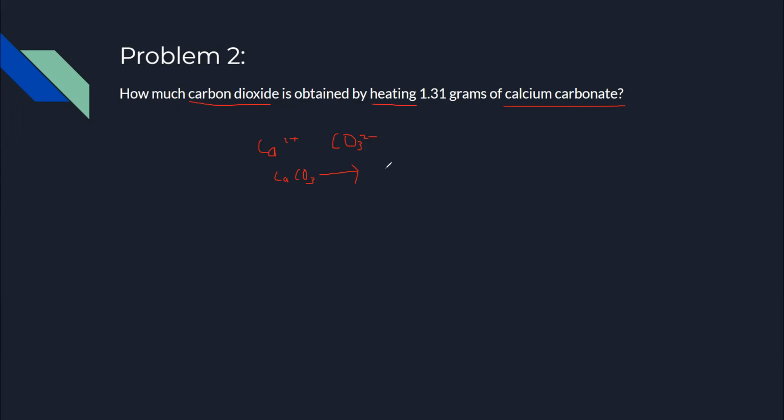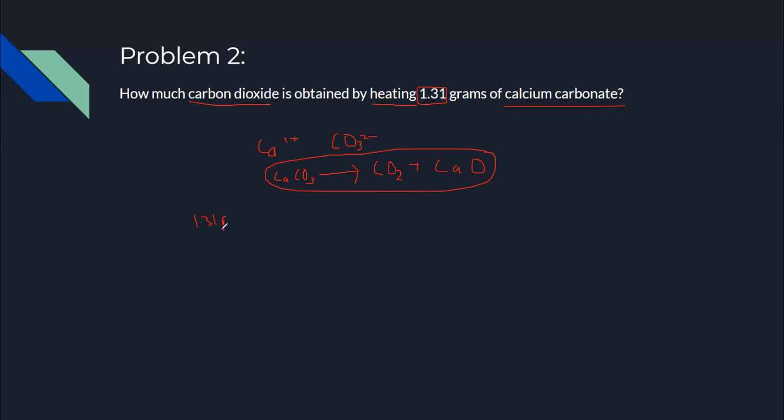So calcium carbonate always makes CO2, which is already shown as one of the products, and CaO. And we don't have to balance this. So now what we have to do is convert from CaCO3 to CO2. So you just use the same principles as we tried in the last problem. So how many grams of CaCO3? It's this much.